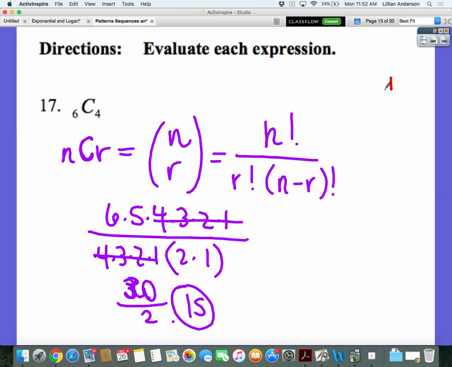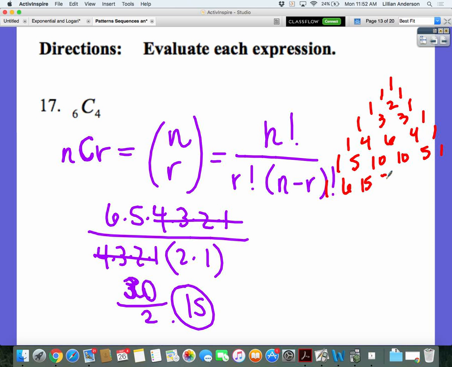This is also looking at the 6th row of your Pascal's triangle. I won't want any of you to do this, because it is going to be very time consuming, especially if it asks you for rows like 9 or something like that. So basically in nCr, n tells you what row you're in of your Pascal's triangle, and r tells you the spot.